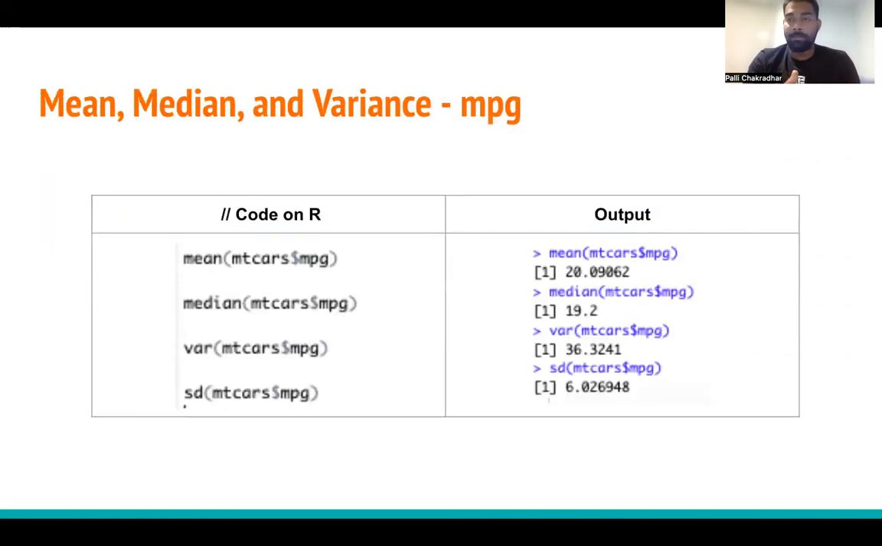Next, I've taken the mean, median, and variance of miles per gallon. As you can see, on the left I have the code in R, and I have the output on the console. The mean of MPG is around 20.09, the median is 19.2, and the variance is 36.32. The standard deviation, which is the square root of variance, is around 6.02. We can even take the summary, which gives us the mean, median, and other details.